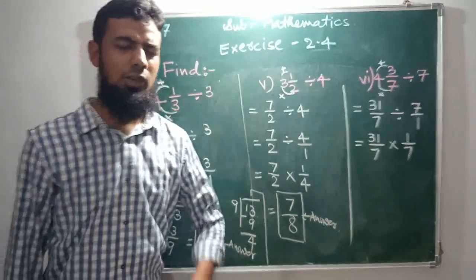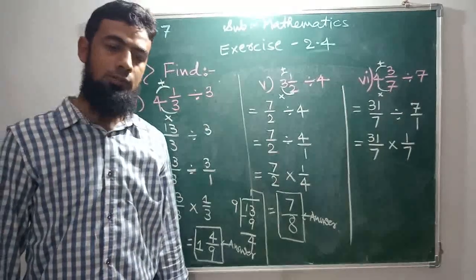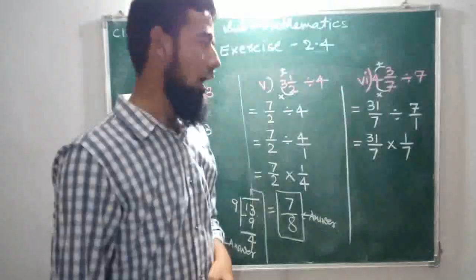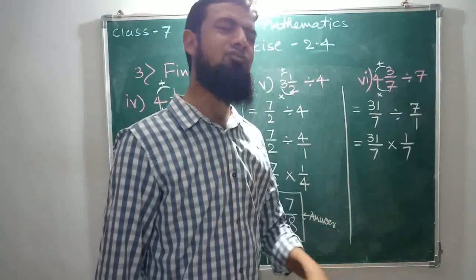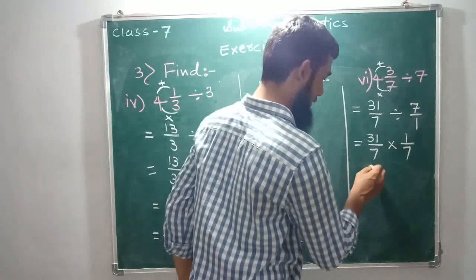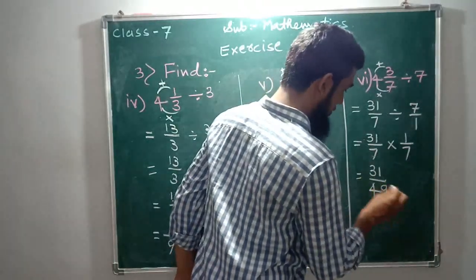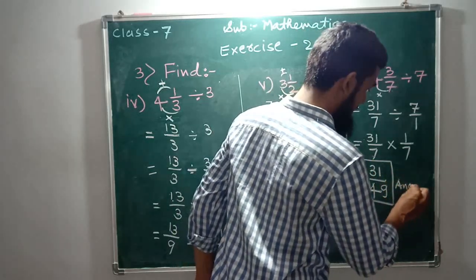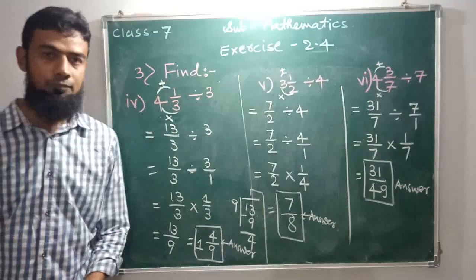Already I have repeated many times, beta, that while you are converting the division symbol into multiplication, we change places, denominator into numerator and numerator into denominator. Okay, so 31 times 1 is 31 and 7 times 7 is 49. So beta, this is your answer. Understood?